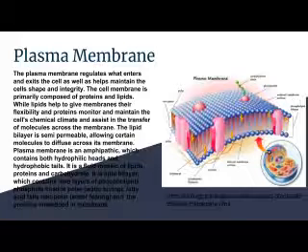The plasma membrane regulates what enters and exits the cell, as well as helps maintain the cell's shape and integrity. The cell membrane is primarily composed of proteins and lipids. While lipids help to give membranes their flexibility, proteins monitor and maintain the cell's chemical climate and assist in the transfer of molecules across the membrane. The lipid bilayer is semi-permeable, allowing certain molecules to diffuse across its membrane. The plasma membrane is amphipathic, which contains both hydrophilic heads and hydrophobic tails. It is a fluid mosaic of lipids, proteins, and carbohydrates.